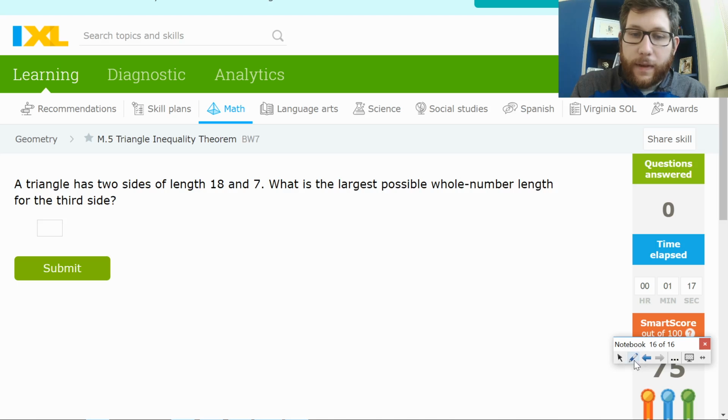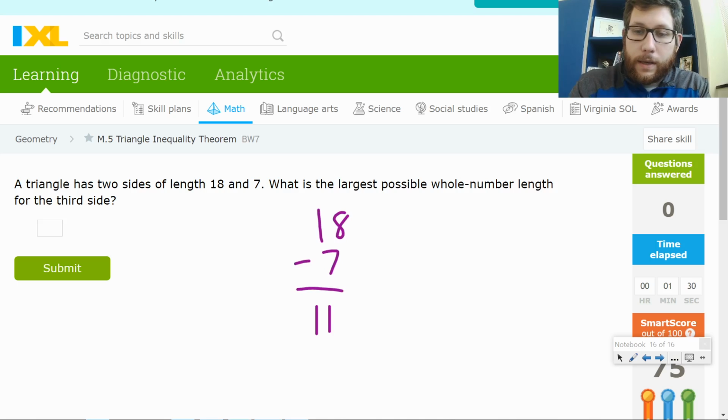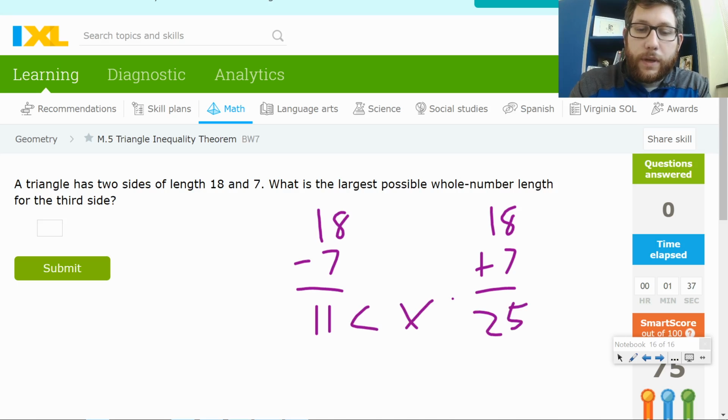If I have the sides of 18 and 7, what's the largest possible whole number length for the third side? Now we know how to set these up, right? I'm going to add on one side, I'm going to subtract on the other. So I'm going to subtract here, I get 11. And I am going to add here, and I get 25, and I know I'm somewhere in between these two.